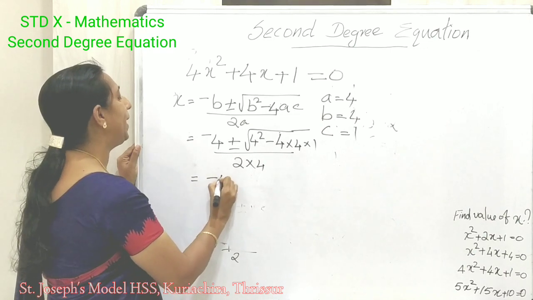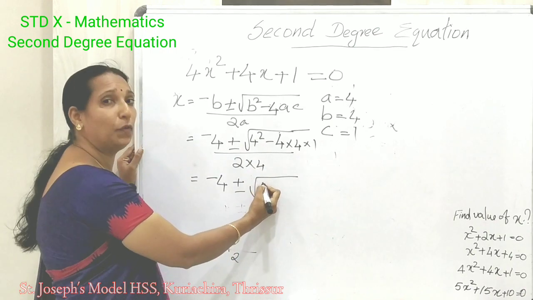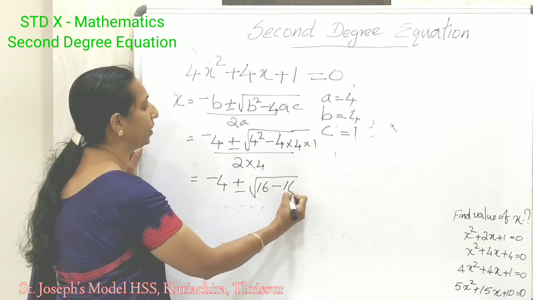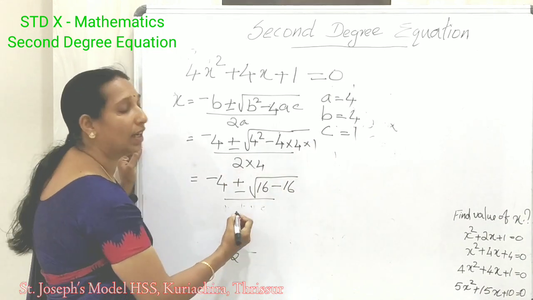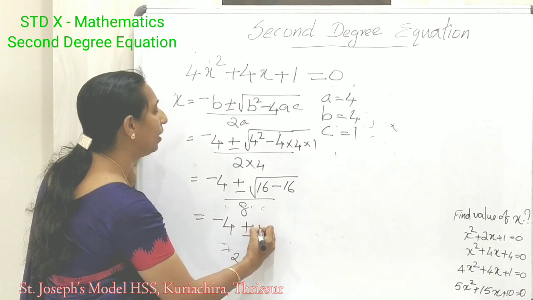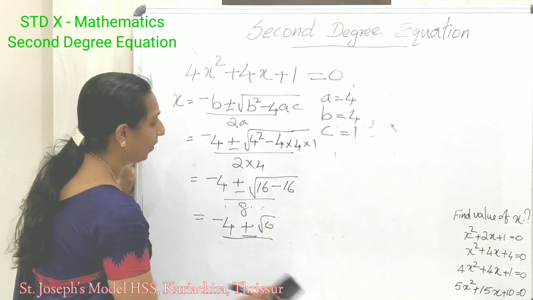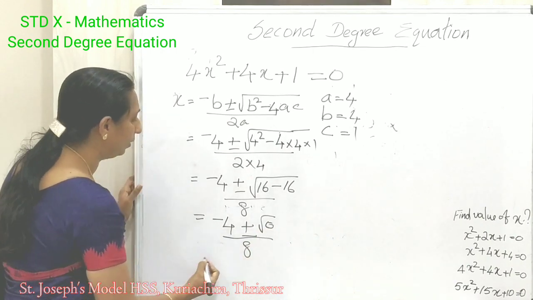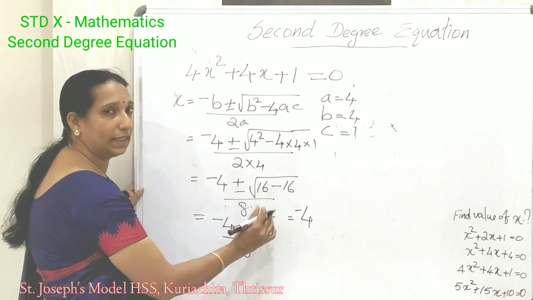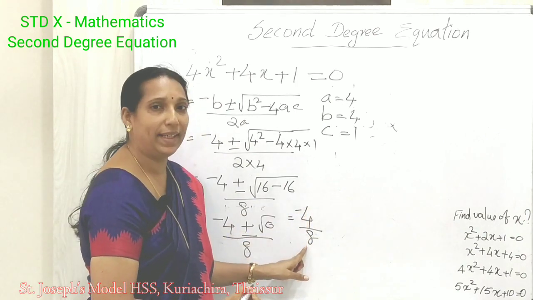And that is equal to minus 4 plus or minus square root of 4 square, that is 4 into 4, that is equal to 16, minus 4 into 4, 16 into 1, that is equal to 16, divided by 2 into 4, 4s are 8. That is equal to minus 4 plus or minus root of 16 minus 16, 0, all divided by 8. Here, minus 4 plus or minus root 0, that's equal to 0, all divided by 8. Here we get minus 4 by 8.